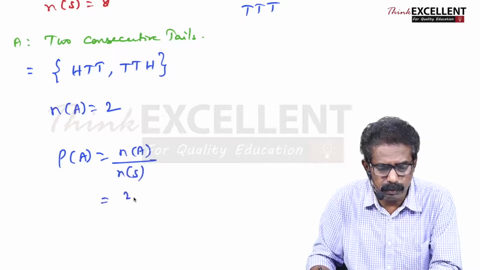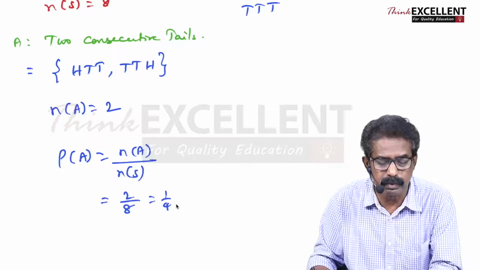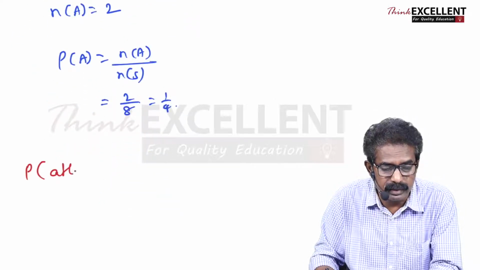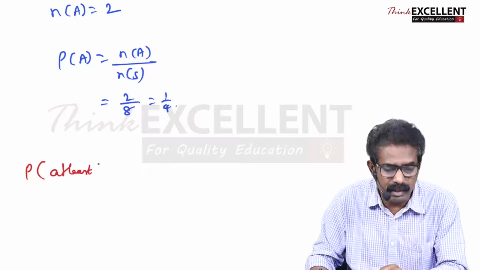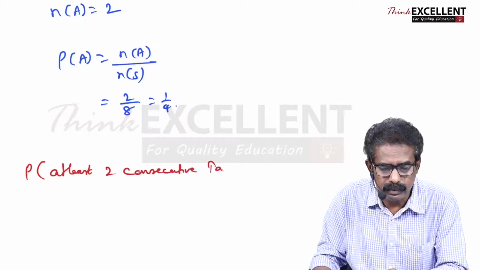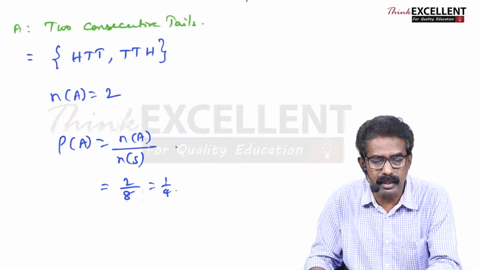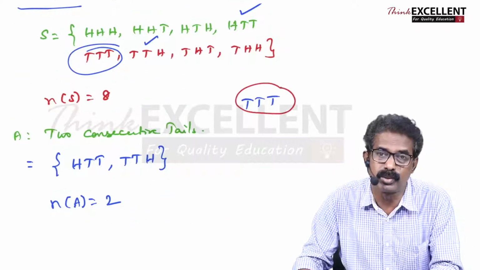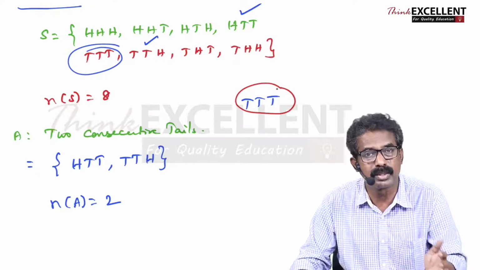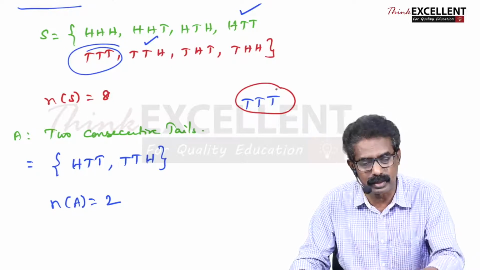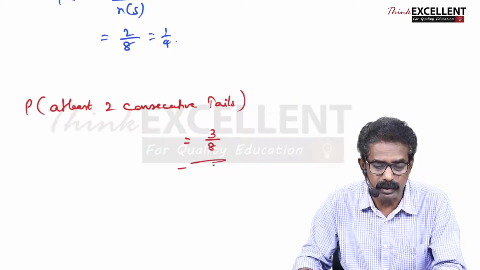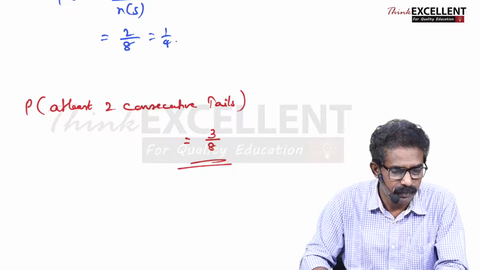So that is 2 by 8. Your answer is 1 by 4. Suppose the question is probability of at least 2 consecutive tails. In that case, you can include TTT also. At least 2 means 2 or more: 2 consecutive tails or 3 consecutive tails. So in that case, your answer is 3 by 8. So read the question very carefully and do that.